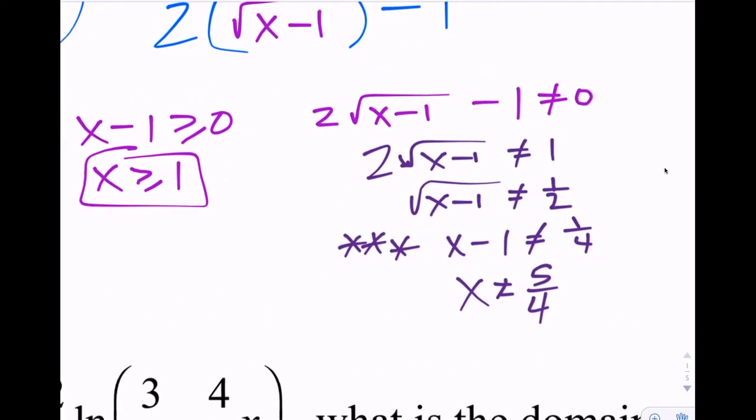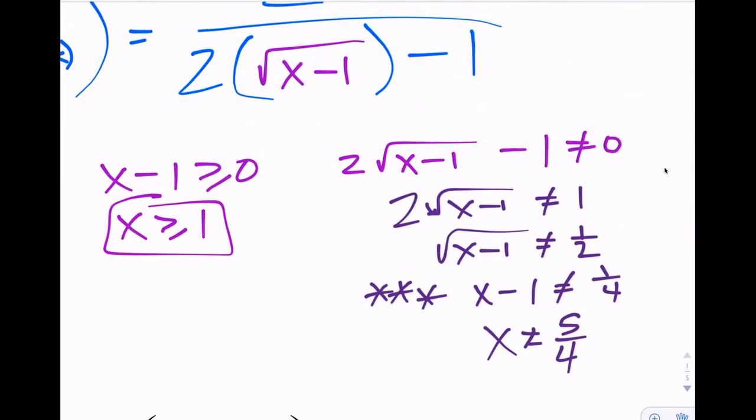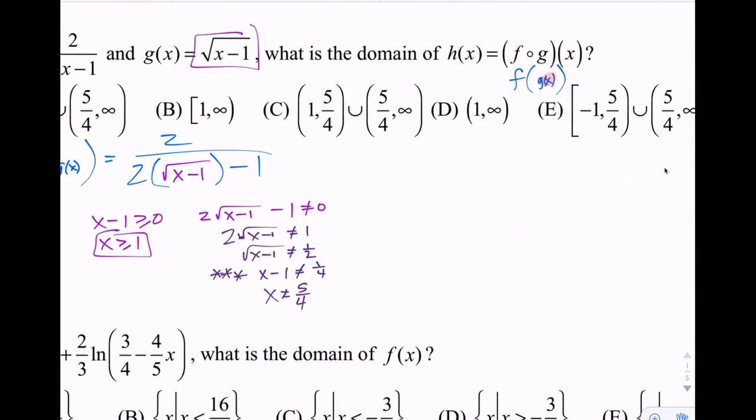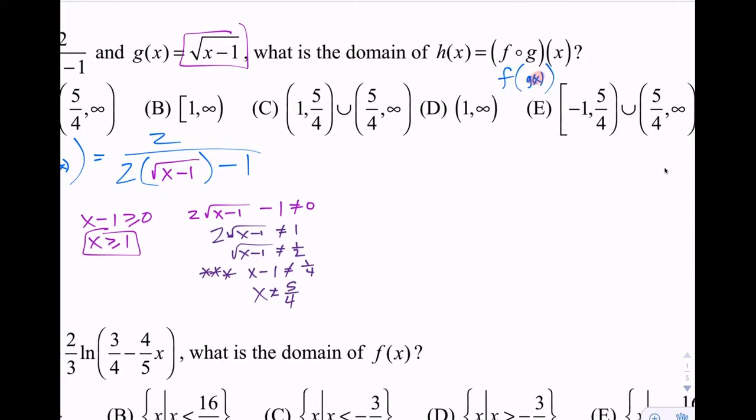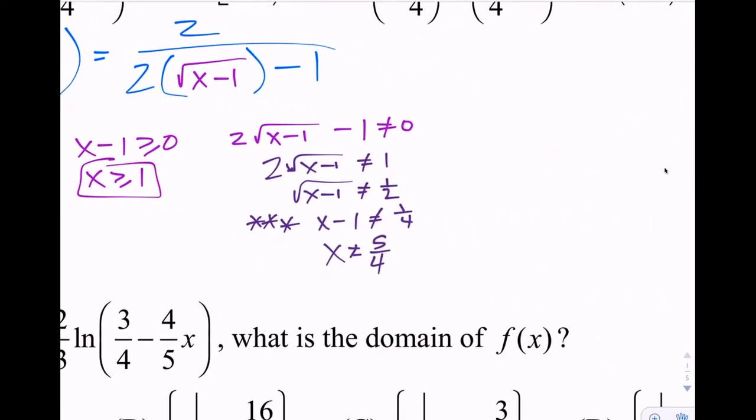So the domain is everything greater than 1 except 5/4. Do we have to exclude 5/4? Is it greater than or equal to 1? Yeah. So notice your answer choices are all written in interval notation. So 1 is an upper or a lower bound, if we want everything greater than or equal to 1. It's a lower bound.